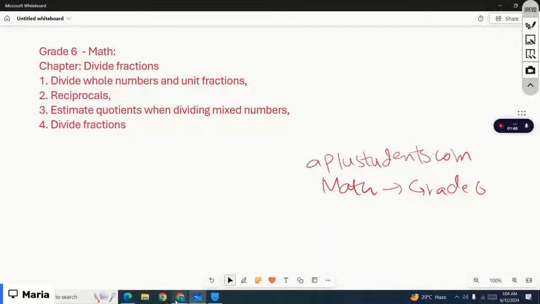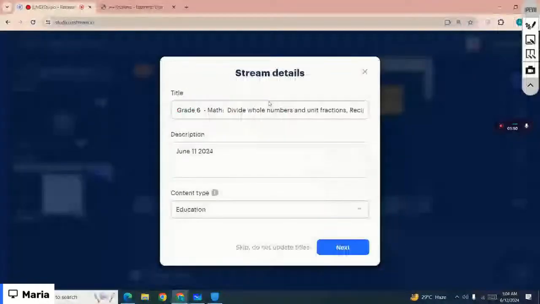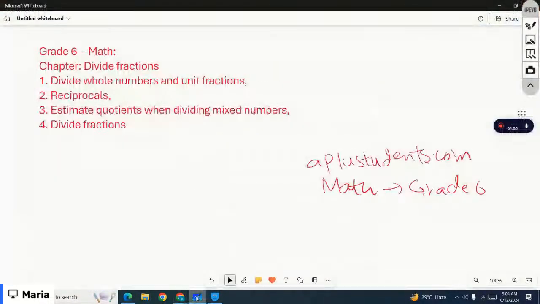We're going to start with the chapter divide fractions. The lessons we're going to cover today are divide whole numbers and unit fractions. Then reciprocal, then estimate quotients when dividing mixed numbers, and then divide fractions. Right? That is the grade 6 session.